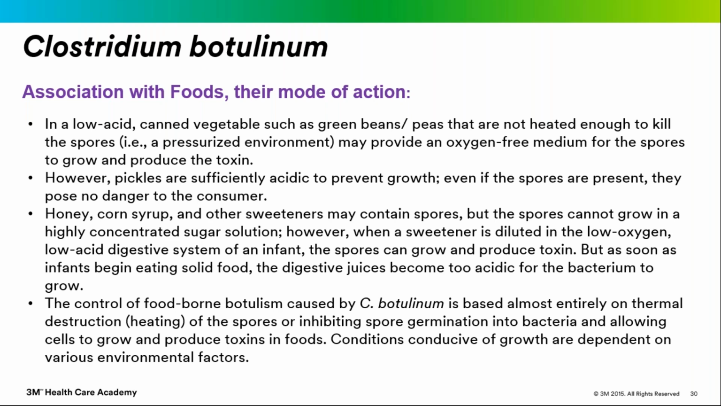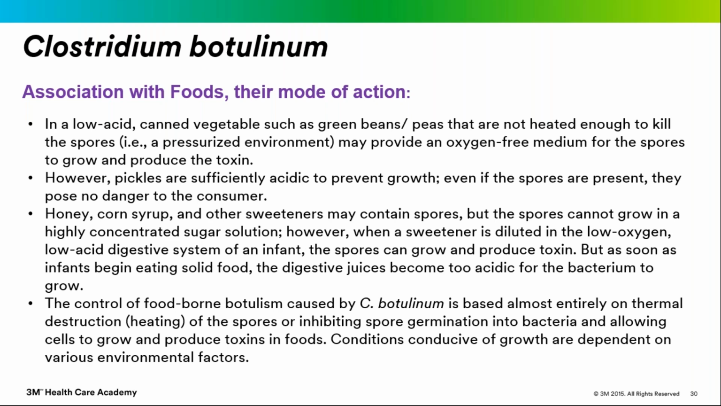Honey, corn syrup, and other sweeteners may contain spores, but the spores cannot grow in a highly concentrated sugar solution. However, when this sweetener is diluted in the low oxygen, low acid digestive system of an infant, the spores can grow and produce toxin. But as soon as infants begin eating solid food, the digestive juices become too acidic for the bacterium to grow.